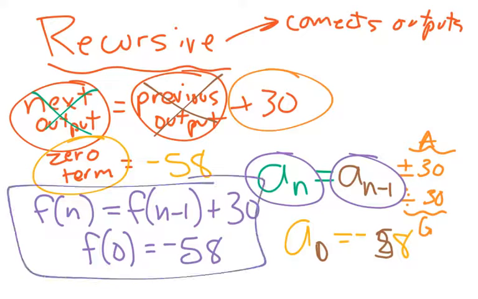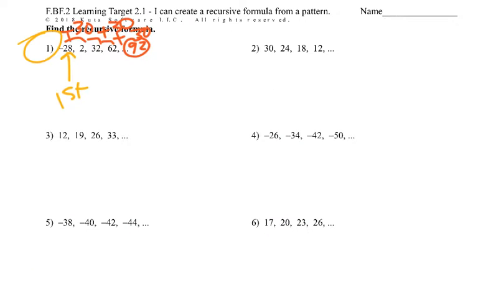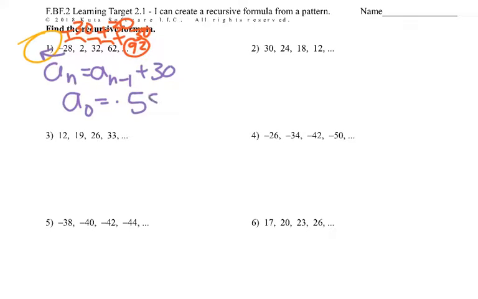We kind of already did the first one, didn't we? So let's write that one down. So we had a sub n equals a sub n minus 1. And then we found the pattern was adding 30, an arithmetic pattern. Then a sub 0, going back to that 0 term, we ended up with negative 58.